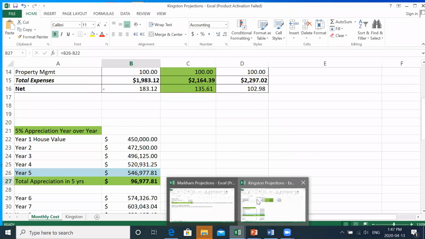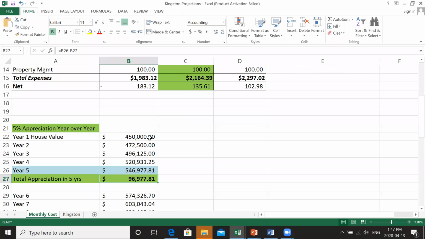Now, if you go through the numbers for Kingston, again, in year one, the house value was $450,000. In year 5, the value for the home should be $547,000. The total appreciation in 5 years was $97,000.